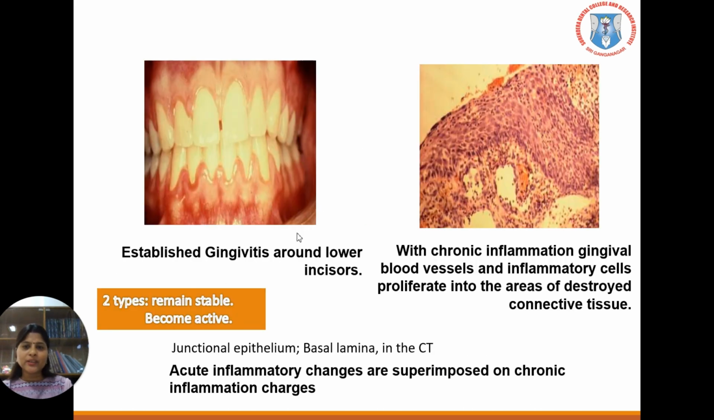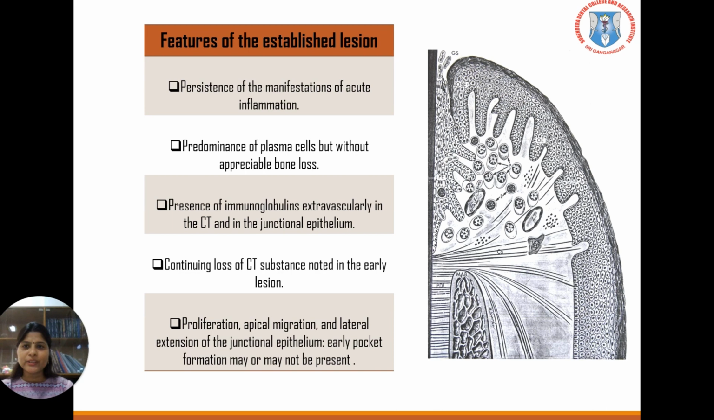In established gingivitis, the condition is stable. In most individuals we see that they are suffering from chronic gingivitis. Only a few individuals progress to periodontitis. When the histological changes are active, it gets transformed towards the periodontitis stage. Acute inflammatory changes are now imposed on the chronic inflammatory changes.